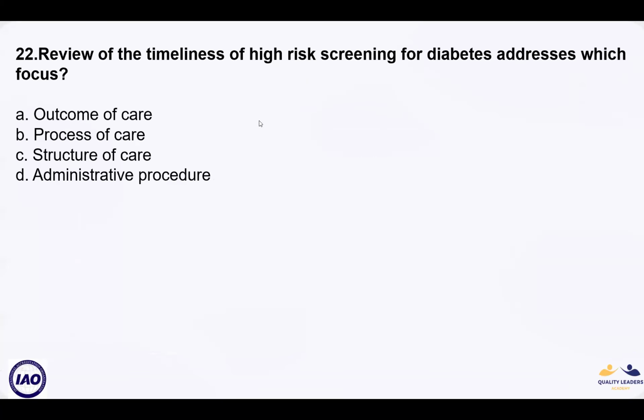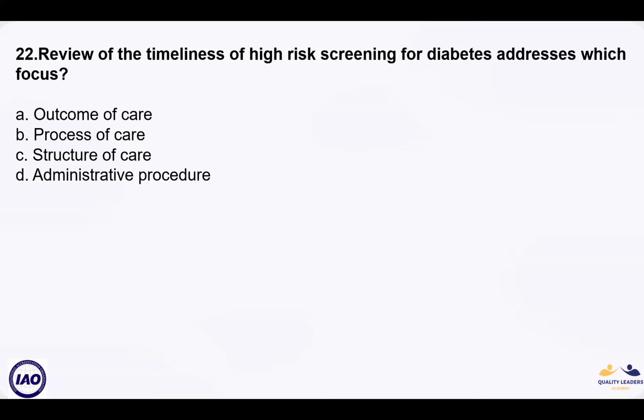Now, review of the timeliness of high risk screening for diabetes addresses which focus. Here it's asking again the Donabedian framework. What is it, a structure or process or an outcome? Again, here the key is a review of timeliness of high risk screening. Okay, so when you talk about screening, it is something done to or for a patient, right? Reviewing its timeliness, checking whether that particular clinical activity happened at the right time or not.